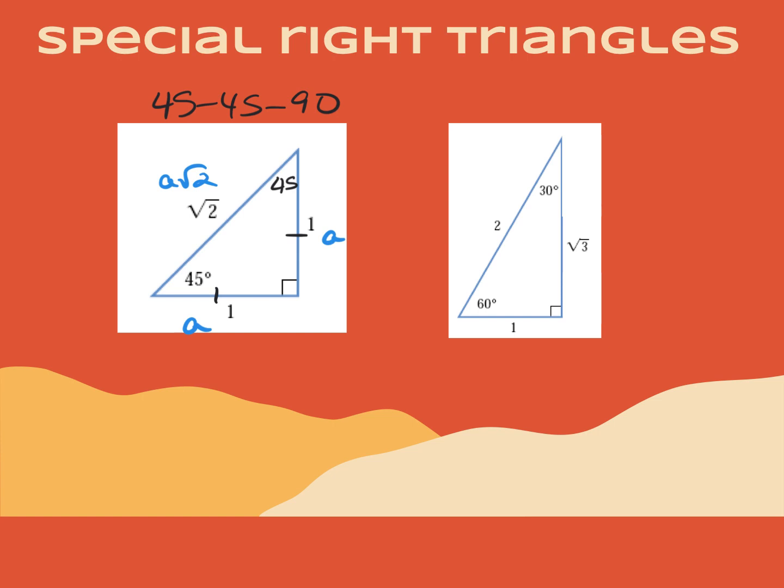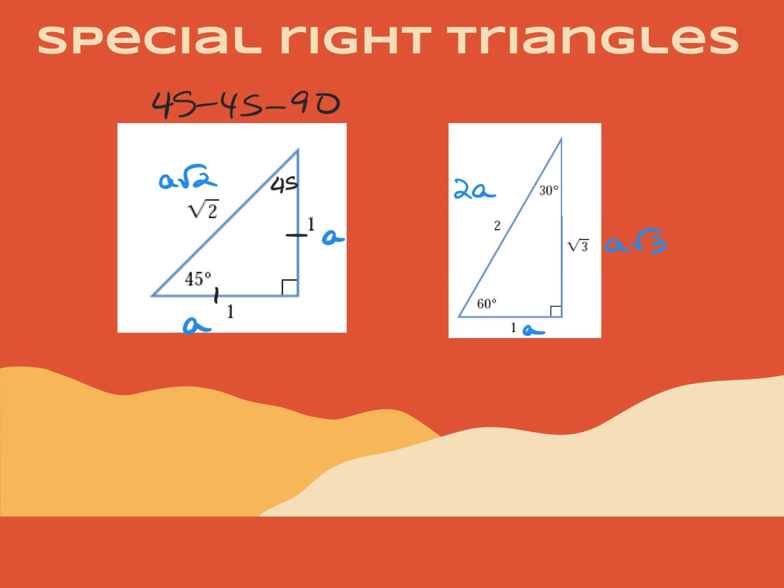And then for the 30-60-90, the side across from 30 is 1. The side across from the 60 is the square root of 3. And the side across from the 90 is 2. Last year we memorized this as the side across from 30 was A, the side across from the 60 was A square root of 3, and the hypotenuse was just double A, 2 times A. There is one question in the homework where you need to use the variables. All the other questions, you're just going to use the numbers and no variable.